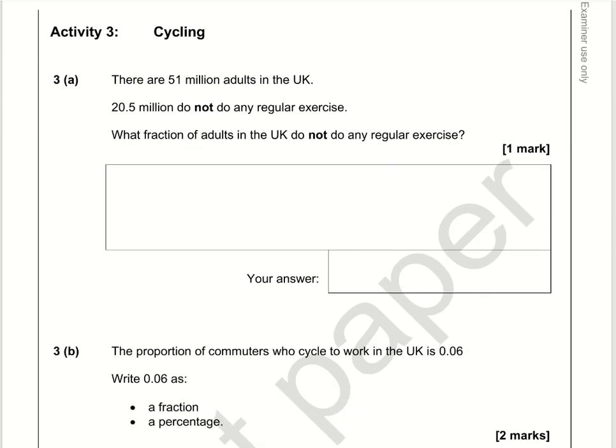Okay, so question number 3. There are 51 million adults in the UK. 20.5 million do not do any regular exercise. So that means that 20.5 million out of a total of 51 million do no exercise. Now this fraction could be simplified by just getting rid of the word million top and bottom. The only problem now is we've got a decimal in a fraction.